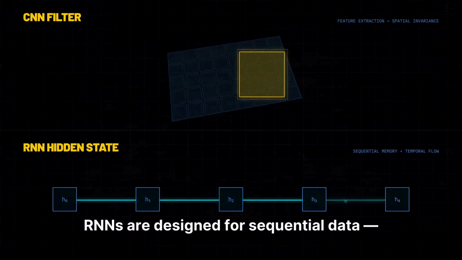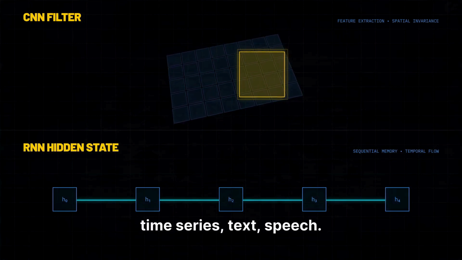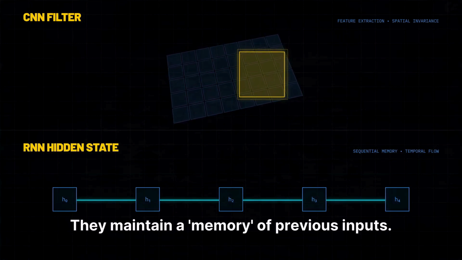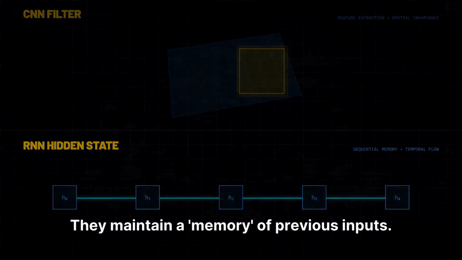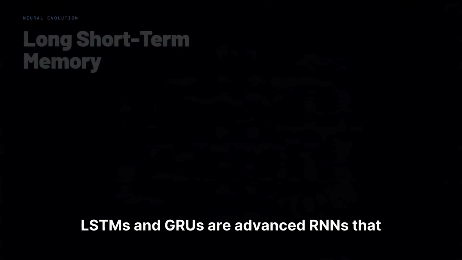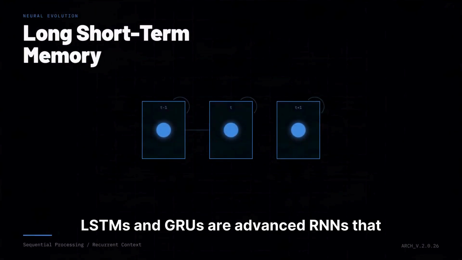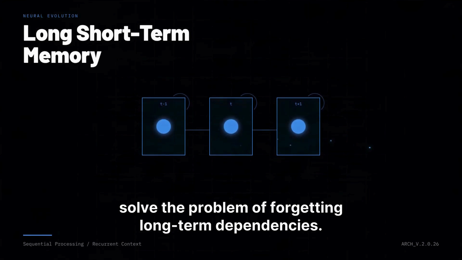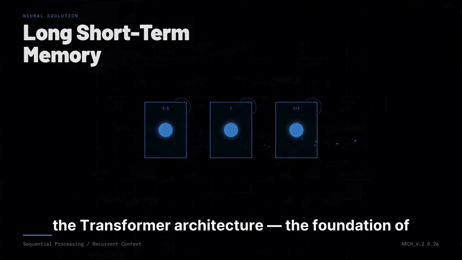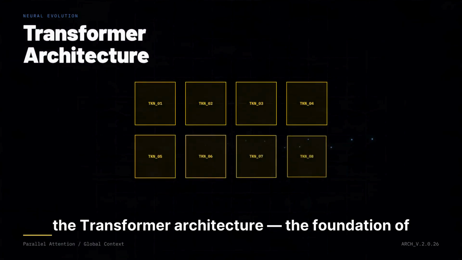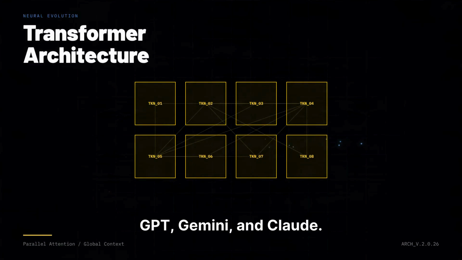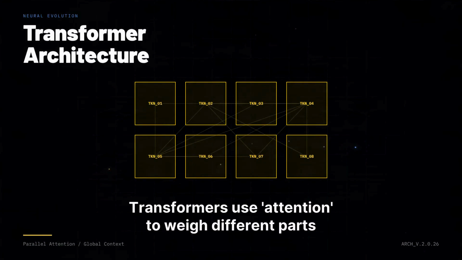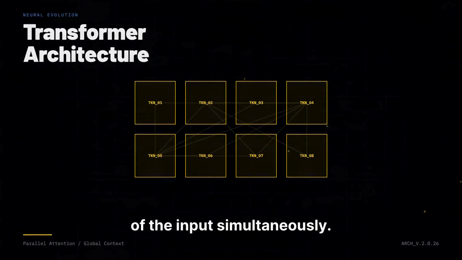RNNs are designed for sequential data, time series, text, speech. They maintain a memory of previous inputs. LSTMs and GRUs are advanced RNNs that solve the problem of forgetting long-term dependencies. And at the very top, we have the transformer architecture, the foundation of GPT, Gemini, and Claude. Transformers use attention to weigh different parts of the input simultaneously.